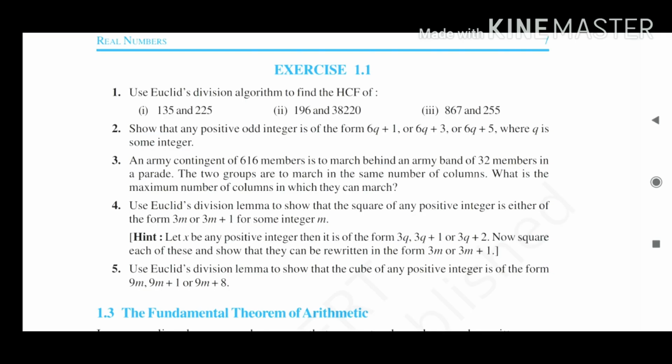The next question is similar to the second question. In this, we need to use Euclid's division lemma to prove that the square of any positive integer can be written in the form of 3m or 3m plus 1.